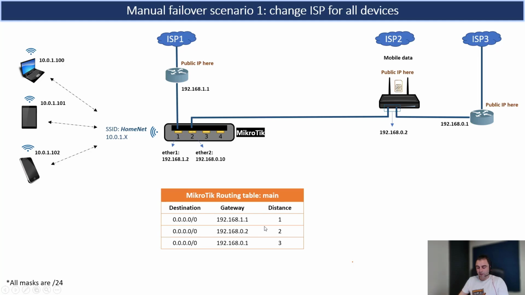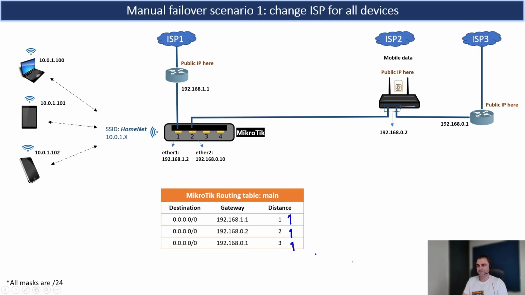Now, I know this can be a question, what if I set the same distance here, and here, and they are active at the same time? So multiple default gateways, same destination, 0.0.0.0/0 means internet, everything. Same destination, three different gateways, same distance. The router will do something which is called equal cost multipath, ECMP, which is basically load balancing.